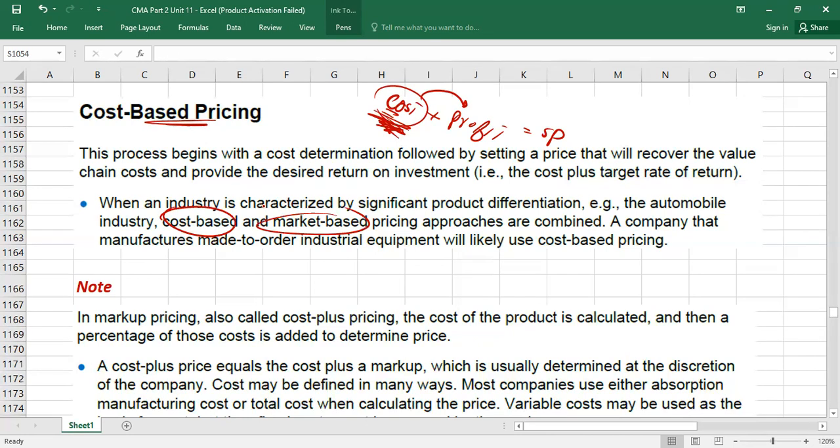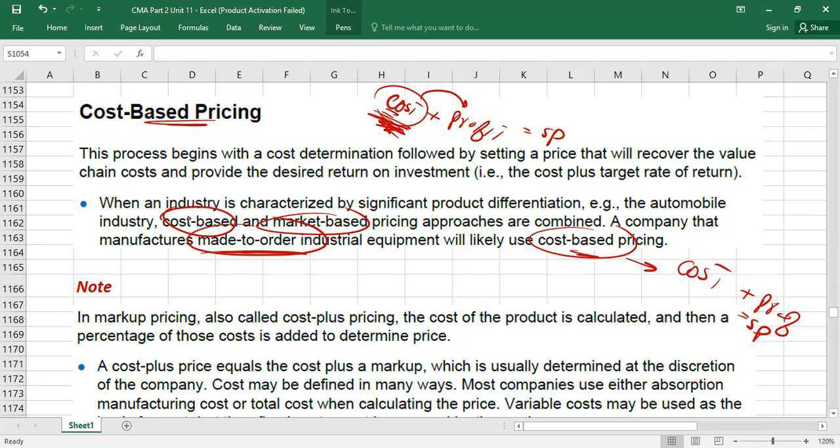But if you are manufacturing a product which is made to order, for example Rolls Royce, where they manufacture a car on your order, in that scenario they may follow cost-based pricing. They may first check what the cost is to prepare this car, and then they can add a profit to that, and then they get the sale price. Actually, it depends. Sometimes you need to combine cost-based and market-based pricing approaches, or sometimes you can follow only cost-based. As I told you, cost-based pricing is best if you are working on made-to-order products. Understood? This is what is called cost-based pricing.